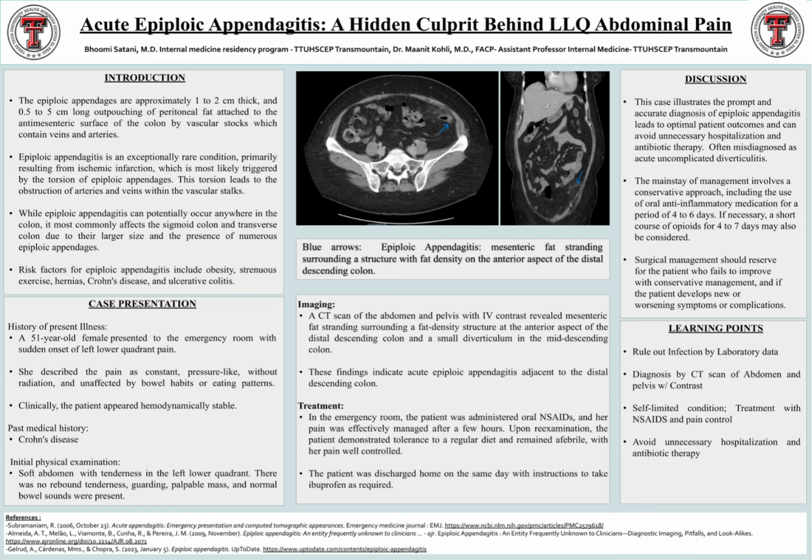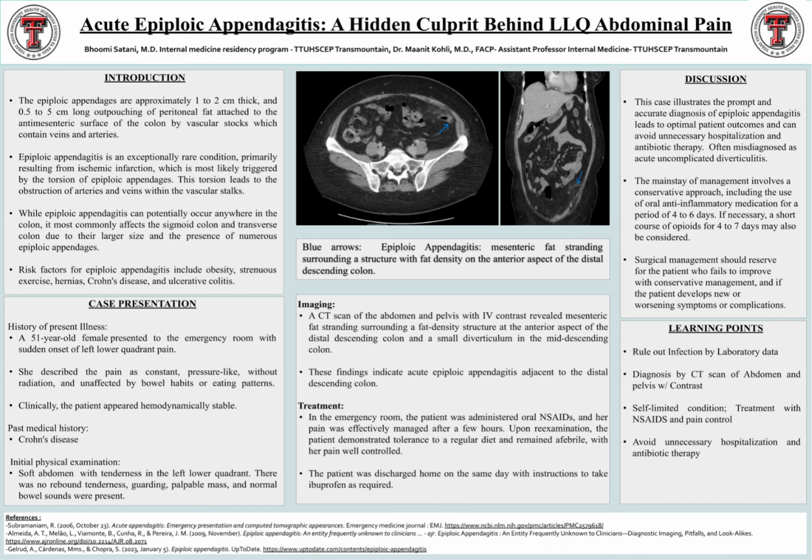The epiploic appendages are approximately 1 to 2 cm thick and 0.5 to 5 cm long outpouchings of the peritoneal fat attached to the antimesenteric surface of the colon by a vascular stalk, which contains veins and arteries. Epiploic appendagitis is an exceptionally rare condition, primarily resulting from ischemic infarction, which is most likely triggered by torsion of the epiploic appendages. This torsion leads to obstruction of arteries and veins within the vascular stalk.